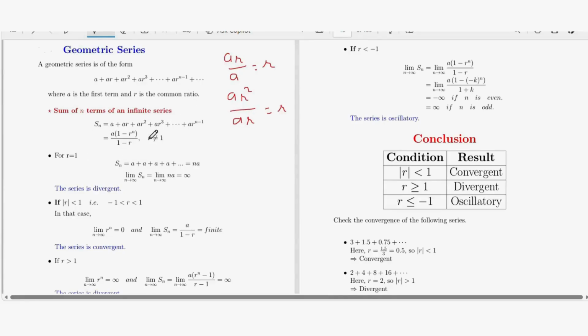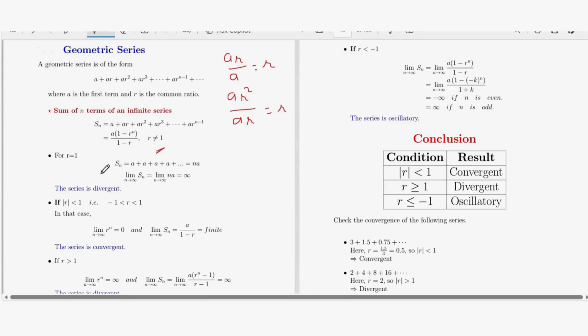Now we are interested in finding the sum of the first n terms of this series, denoted by Sn. Sn is equal to a plus ar plus ar square up to ar raised to n minus 1. This sum is written as a times 1 minus r raised to n upon 1 minus r. But the condition here is r is not equal to 1, because if r equals 1, the denominator becomes 0 and this is not possible. So Sn is defined for r not equal to 1.